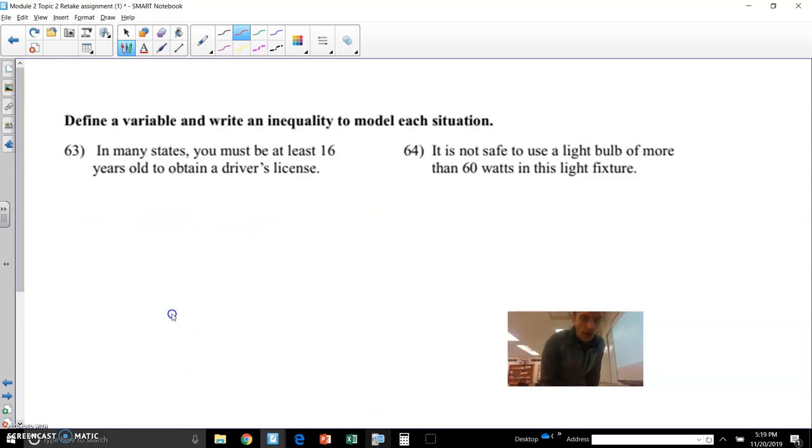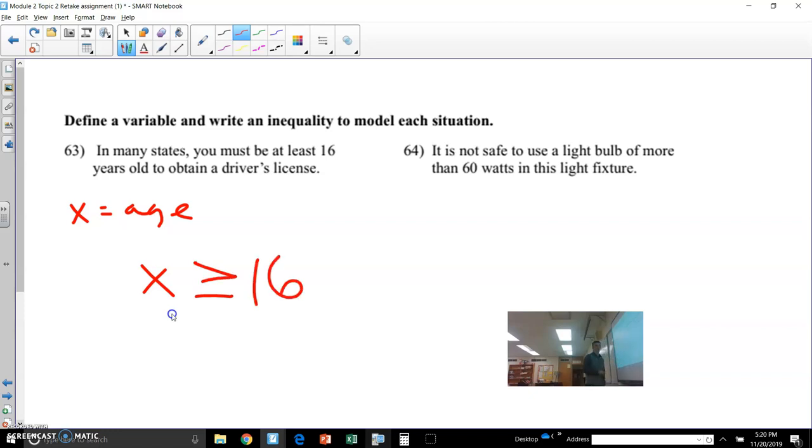Let's try a word problem. In many states, you must be 16 years old to obtain a driver's license. Let's define the variable. X can represent your age. In order to have a driver's license, you'd have to be at least 16. You could be equal to 16 or greater. As long as you're 16 or greater, you could have a driver's license.